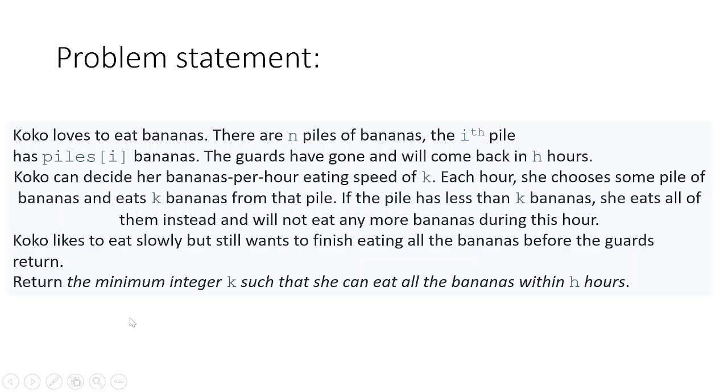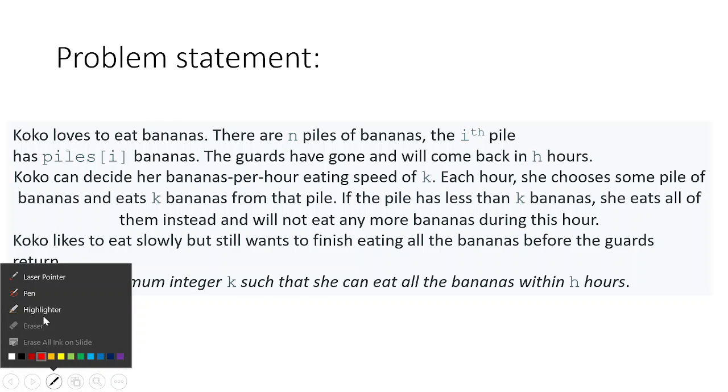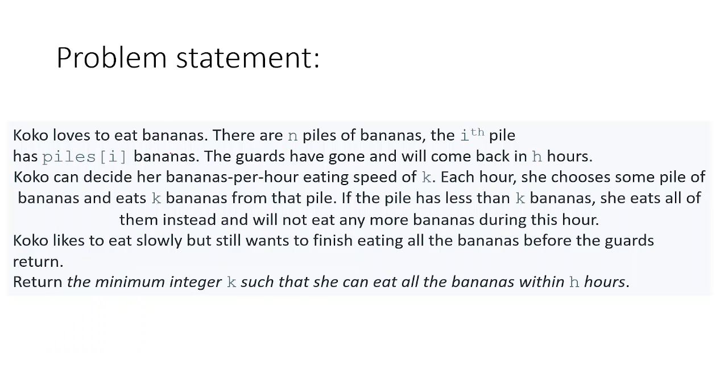The problem statement says that Koko loves eating bananas, and there are n piles of bananas where the ith pile has piles[i] bananas, and the guards have gone out and will come back in h hours. So Koko can decide her banana eating speed of k. We have to determine the value of k such that she finishes eating all the piles of bananas within h hours. We have to return the minimum integer k.